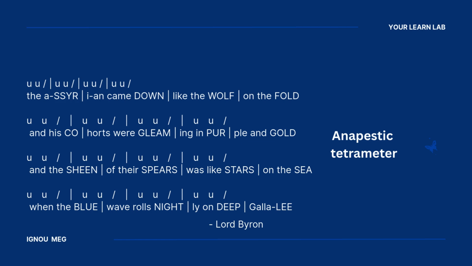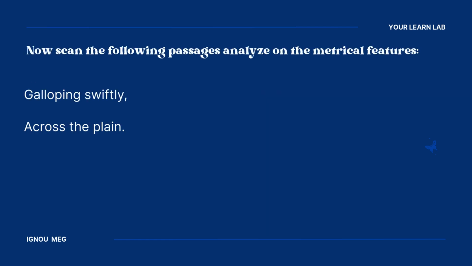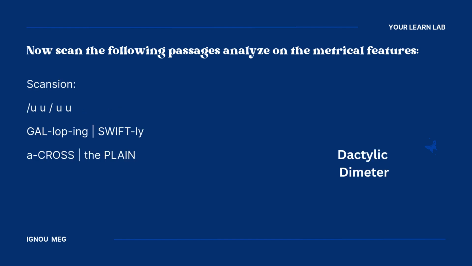You're getting there. Now scan the following few lines to analyze the metrical features. Pause the video, do it yourself and play for the answer. And there you have it, it's a dactylic dimeter. Now you can analyze any poem like an expert. You're doing great so far.